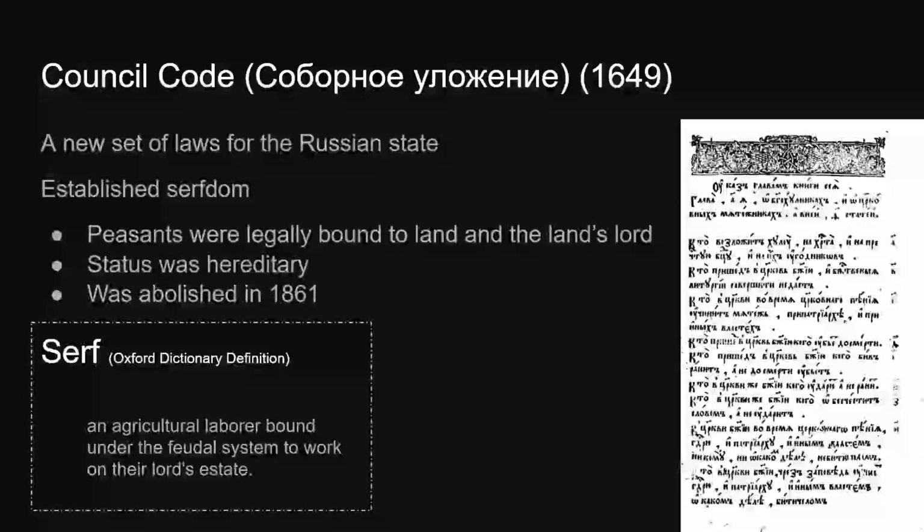This legal binding to land meant that serfs were forced or obligated to conduct agricultural labor on the land and pay a portion of the harvest to the lord of the land. The binding also meant that serfs could not leave, marry, or change occupations without explicit permission from the lord whose land they were bound to.